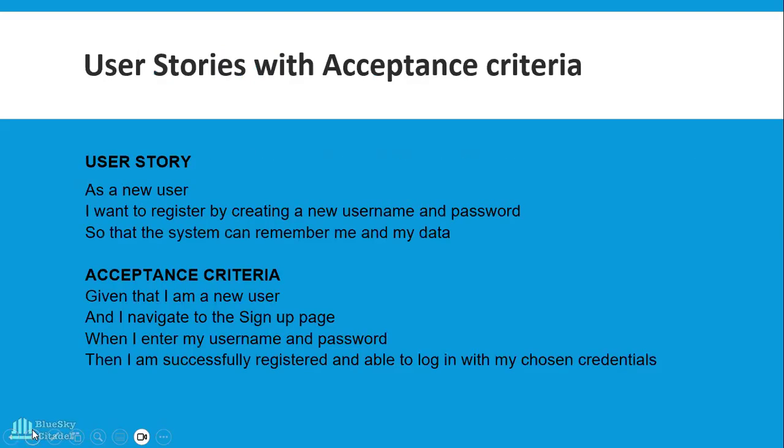Okay. Remember that we said that the user stories are not complete without the acceptance criteria. So I've given an example of a user story backed with the acceptance criteria. Now let's read it together. As a new user, I want to register by creating a new username and password so that the system can remember me and my data. Acceptance criteria. Given I am a new user and I navigate to the sign up page, when I enter my username and password, then I am successfully registered and able to log in with my chosen credentials.